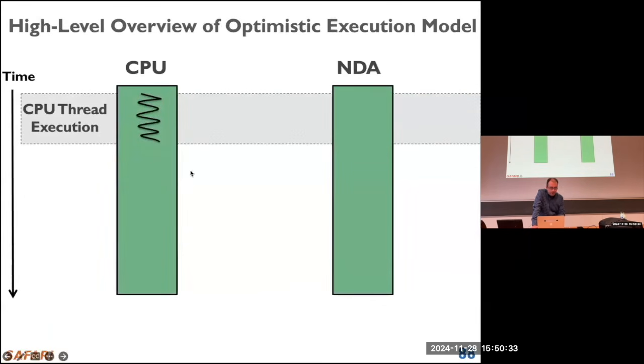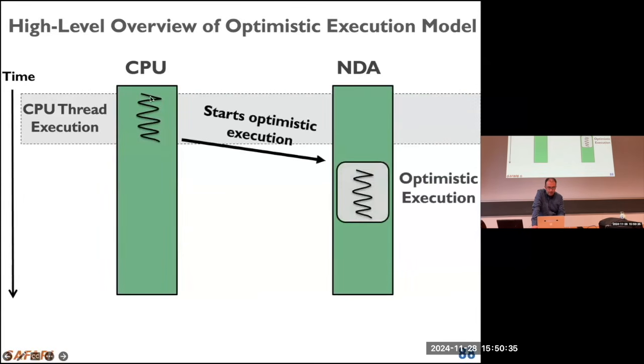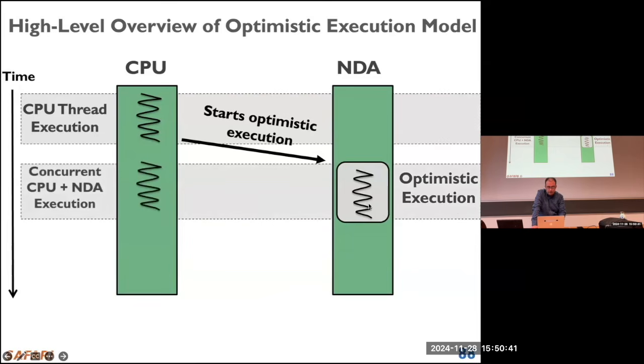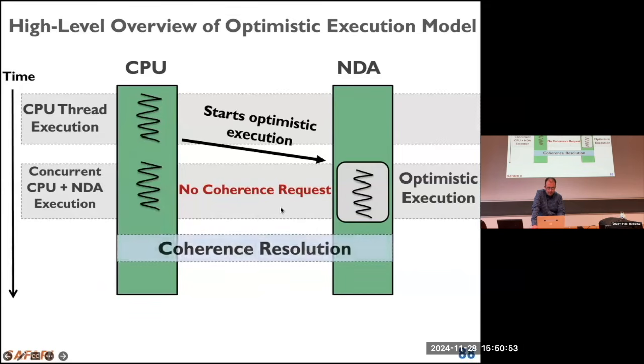So the CPU thread is executing. At some point, we start the optimistic execution for NDA, so we offload the kernel to NDA. And this is optimistic. We don't check any coherence technique. And you can see that concurrent execution between CPU and NDA can happen. There is no coherence request while we are doing computation.